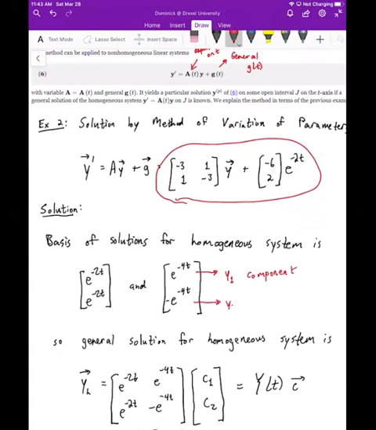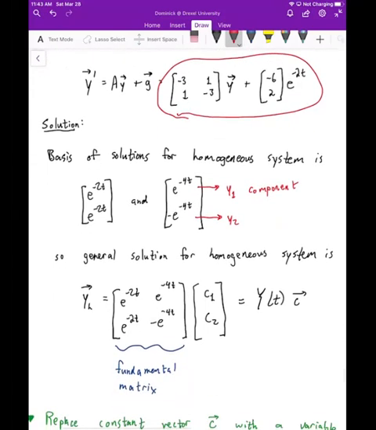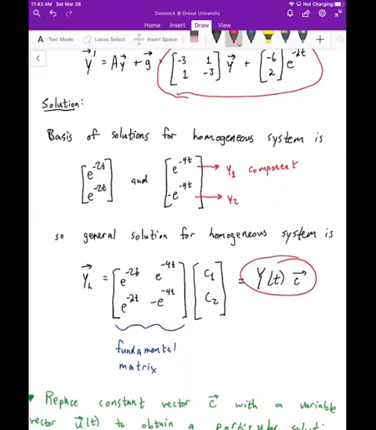And in the y2 component, we have e to the negative 2t and minus e to the negative 4t. So a general solution for the homogeneous system is, take your coefficients, which are these general functions, and multiply them by your constant vector C1, C2, and we can represent it in this way, this y of t times our constant vector C. Now, just as a reminder, this matrix here with our basis of solutions is our fundamental matrix. So just recall that fact.